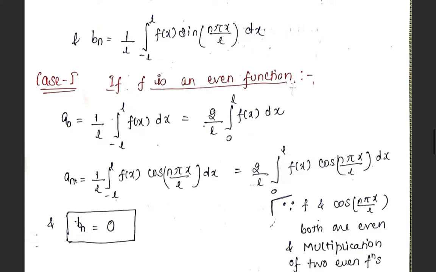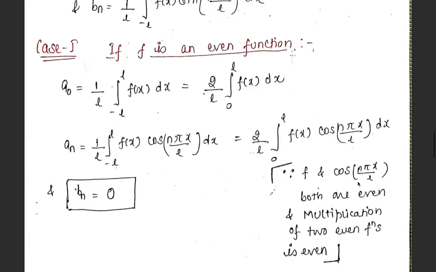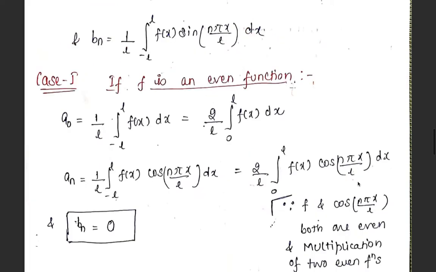Similarly, an is equal to 1 by L integration minus L to L f of x cos n pi x by L dx. Note that f is an even function, cos is also an even function, and multiplication of two functions which are even is also an even function. So the integrand becomes an even function. Again, we can apply the property of definite integral for an even function. So this integration can be written as 2 by L integration 0 to L f of x cos n pi x by L dx.